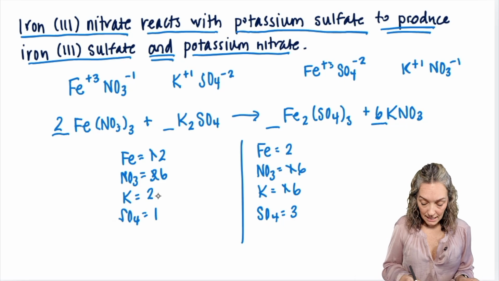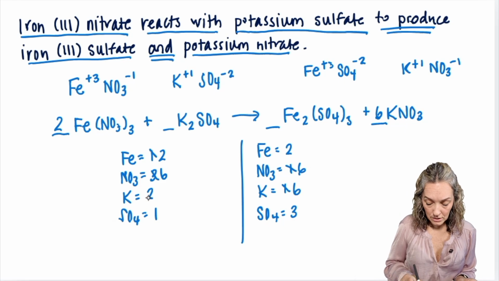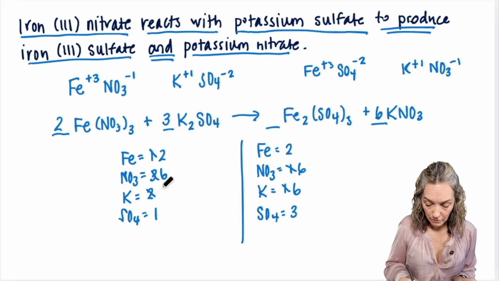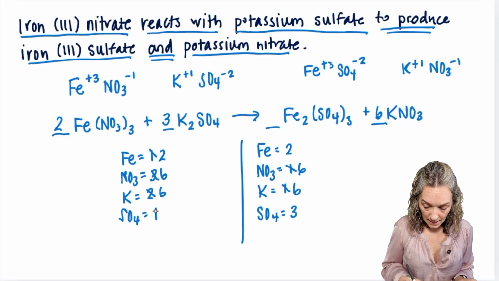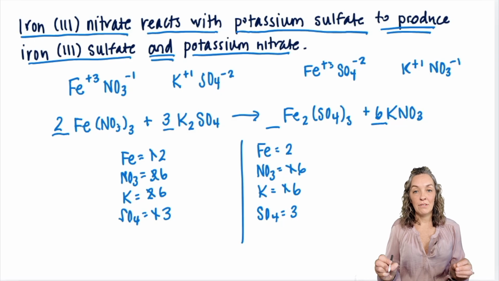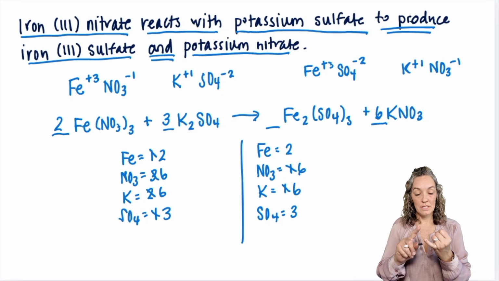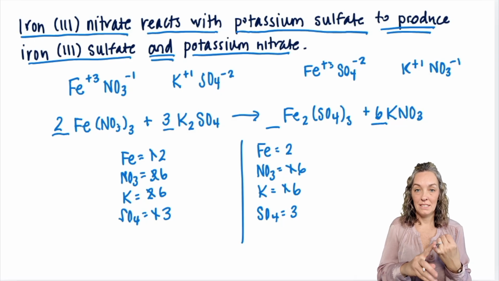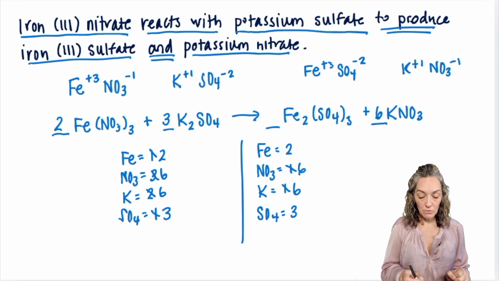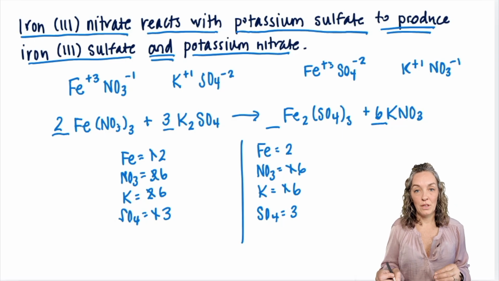Now I need to fix my K's. If 6 atoms came out, 6 had to go in. The only way I can have 6 go in is by putting a coefficient of 3 there, giving me 6 K's and 3 SO4s. Now that they both match, I have a correctly balanced equation. So the key is to make sure stability first, that everybody's zeroed out and happy. Second, to make sure that all of the atoms are accounted for by balancing the equation with coefficients.